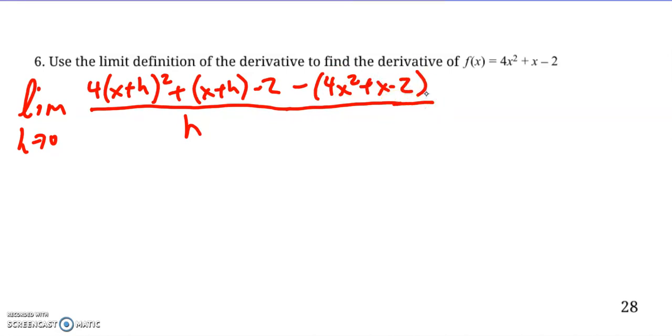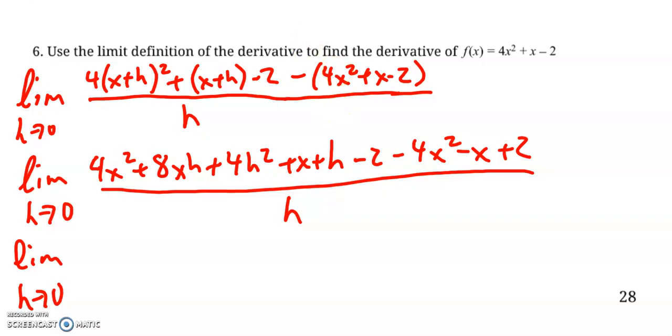Okay, so I'd like you to pause the video. I want you to just simply simplify the numerator right now. FOIL, distribute, bring through the negative, simplify that numerator, and push play when you're ready to check that. All right, so I simplified it.